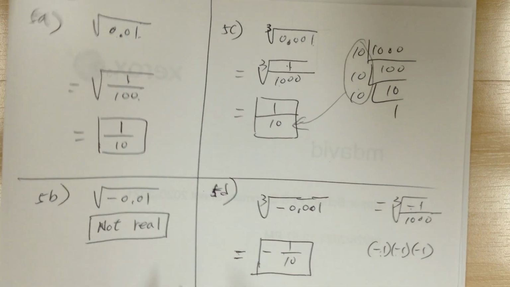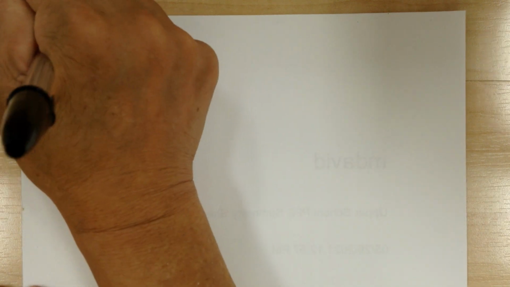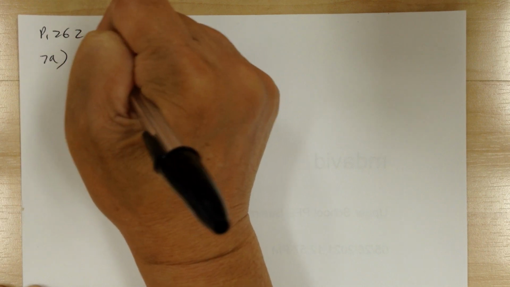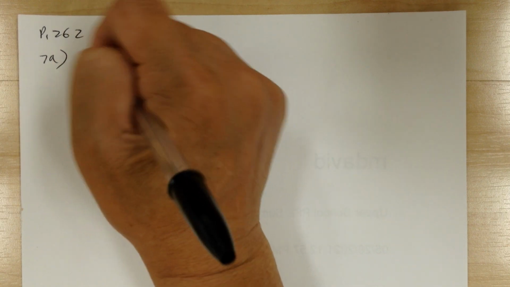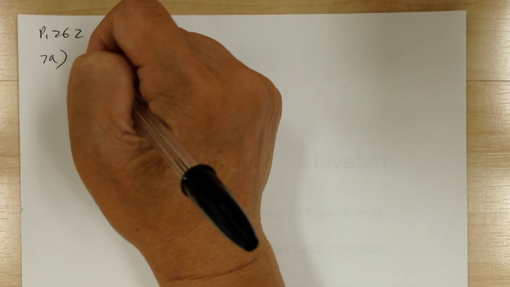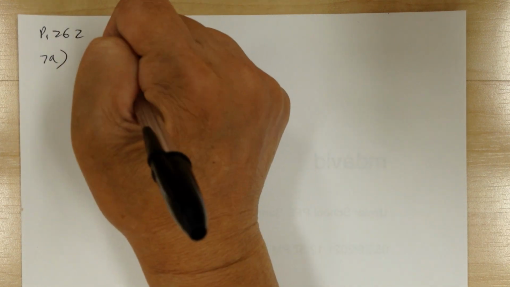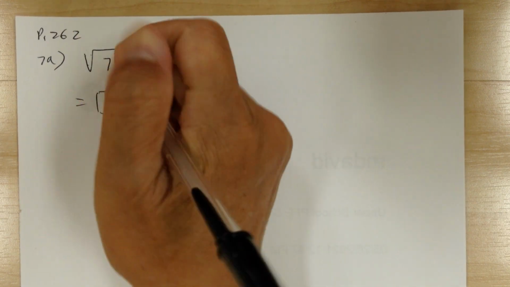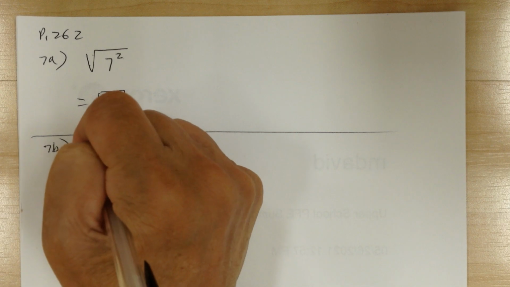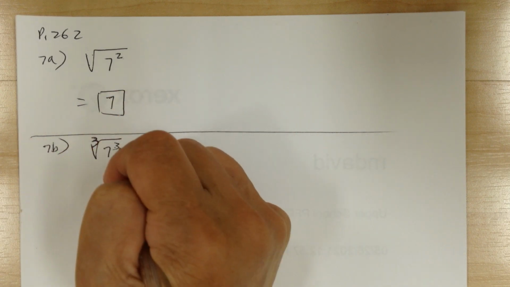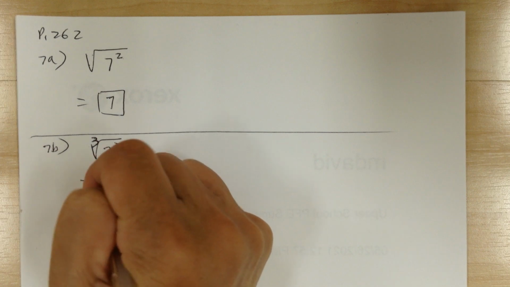Okay, let's go to the next one. 7a, you have the square root of 7 squared. Square and square root cancel out, they're opposites of each other, just like multiplication and division. So the answer would be just 7. Okay, 7b, you have the cube root of 7 to the 3rd power. The cube root and cube are opposites of each other, so they cancel out. Again, the answer would be 7.